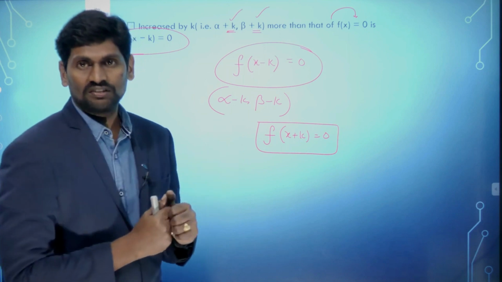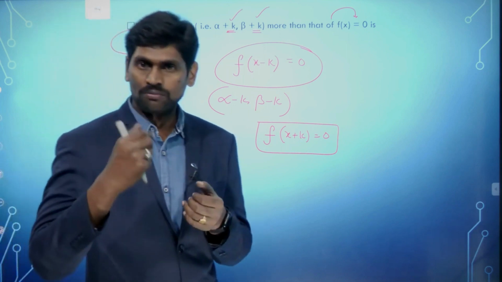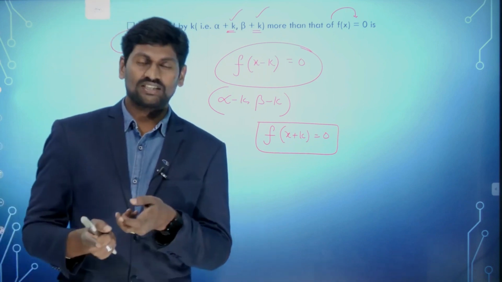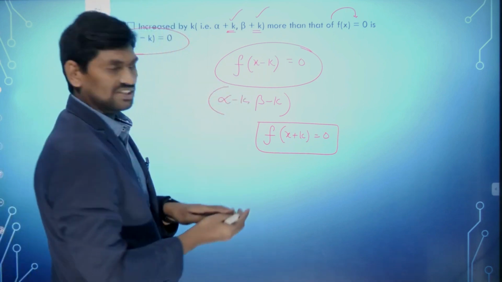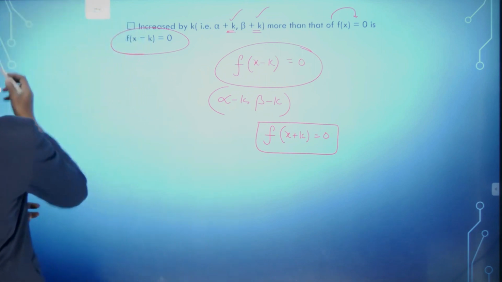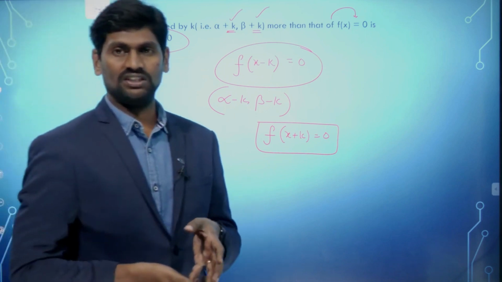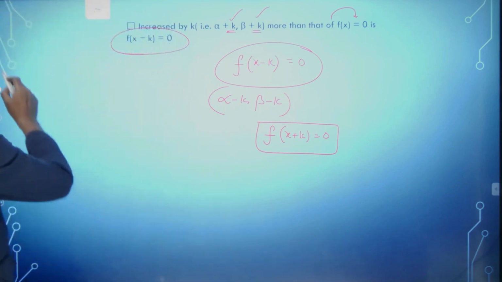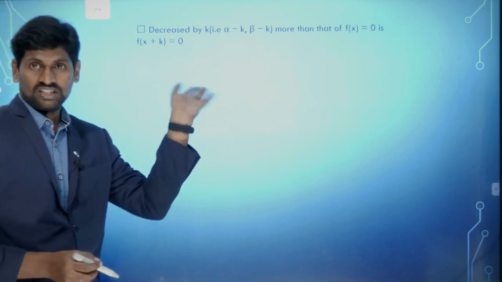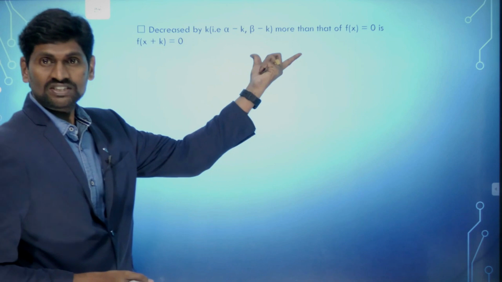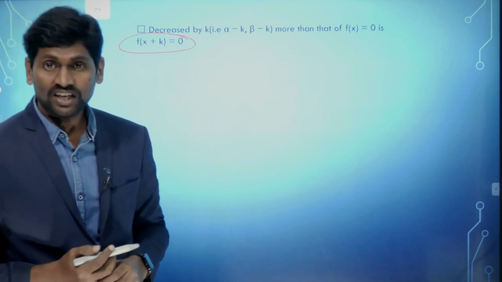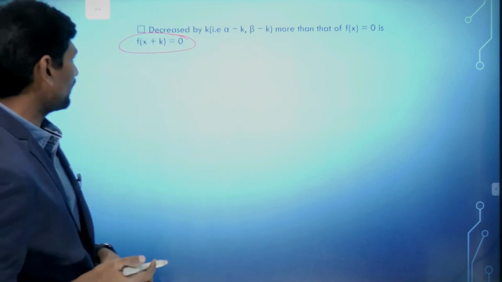Symbols are different. But 1 by alpha, 1 by beta, f of 1 by x. Minus alpha, minus beta, f of minus x. But only these two conditions we are taking in reverse order. Okay? That is depending on the factor theorem, actually. Don't be confused. Right, same. This one we have discussed earlier. Alpha minus k, beta minus k are roots. Then the equation is f of x plus k equal to 0. Okay?